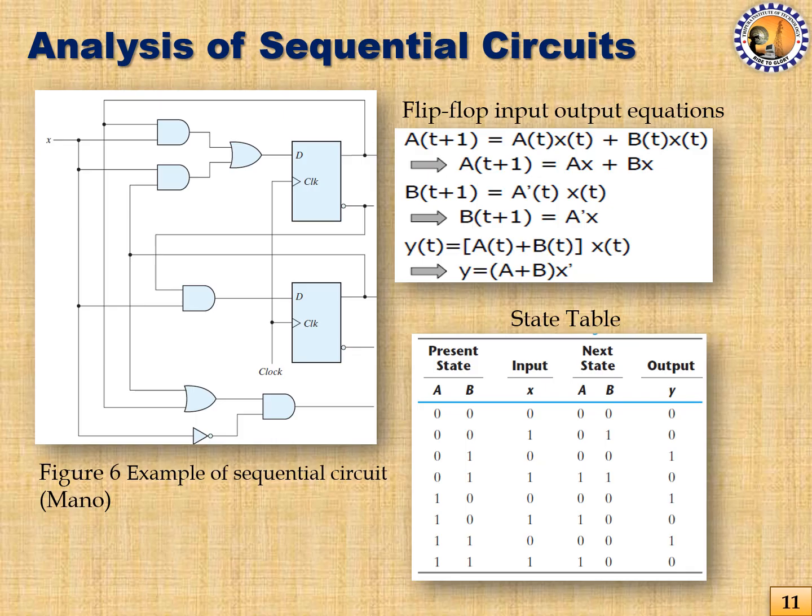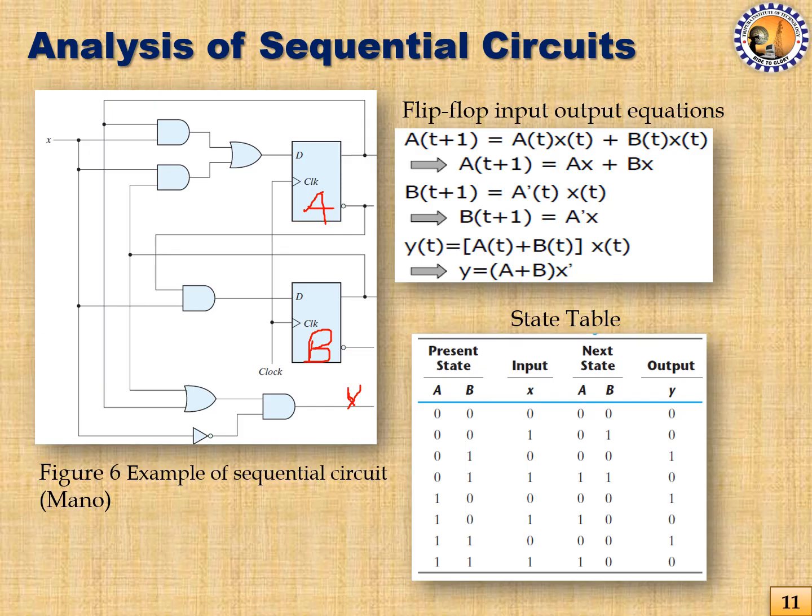Now we move on to another example where we are given another sequential circuit with D flip-flops only. If we try to analyze this, again we find that we have two D flip-flops. This is flip-flop A, and this is flip-flop B. And this is our input to the sequential circuit, and the output Y is available over here. This is our output Y.